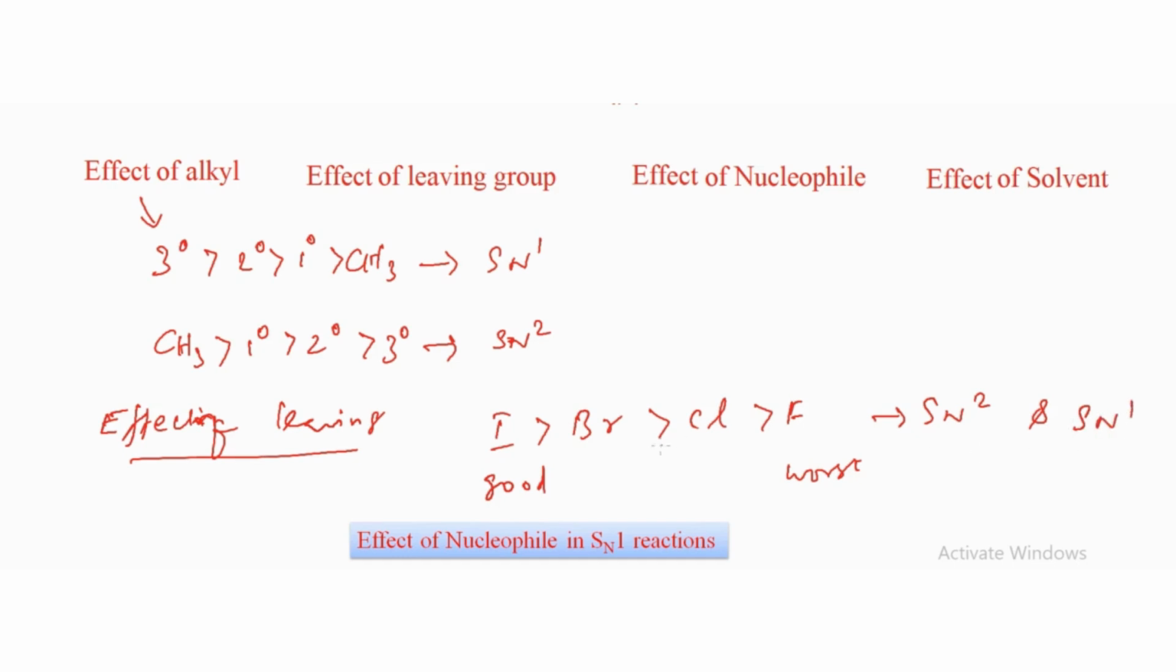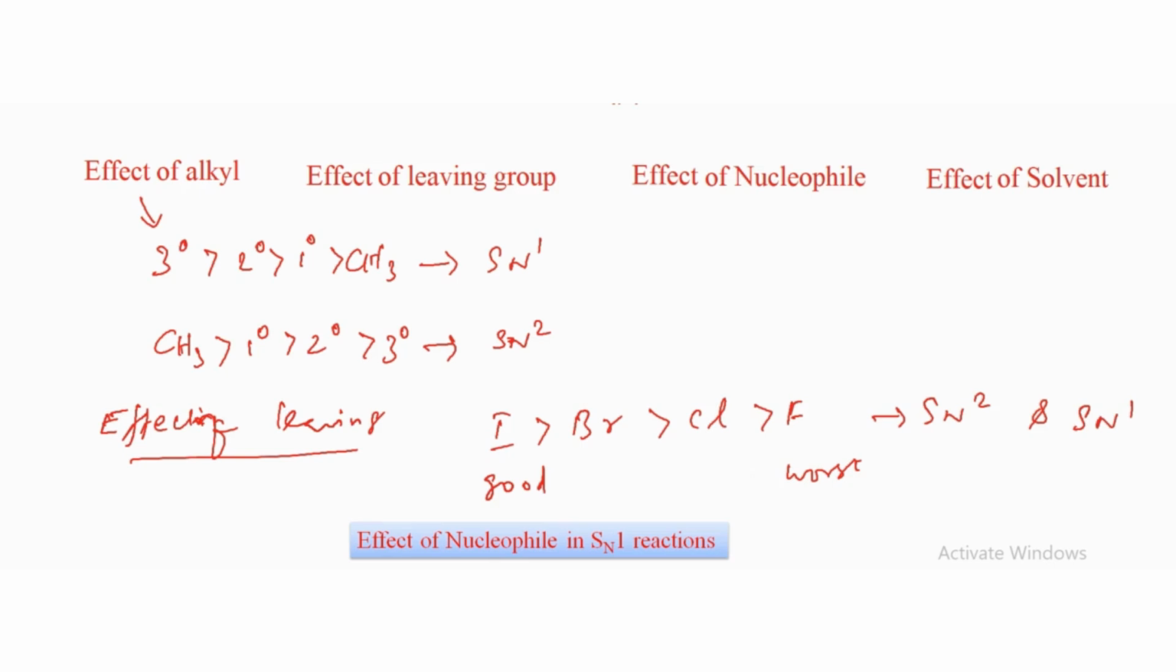Okay. That means the iodine is a good leaving group, then bromine, then chlorine and fluorine. The effect of leaving group will remain the same for SN2 and SN1 because it is mandatory. The leaving group has to depart, then only it will form a carbocation. So the order will remain the same. Okay. So these are about the effect of leaving group.